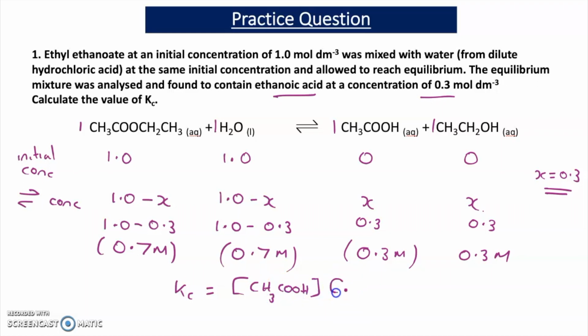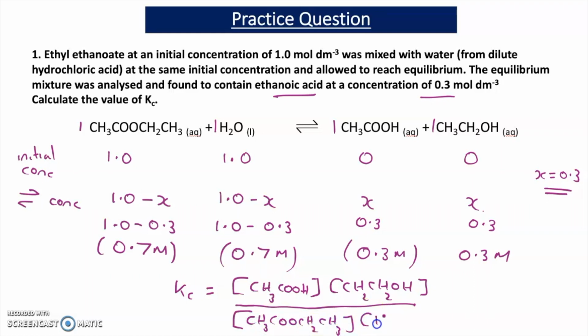So now I have the equilibrium concentrations of the ester, water, the carboxylic acid and the alcohol. I can write an expression for Kc. Kc is equal to the concentration of ethanoic acid times the concentration of ethanol divided by the concentration of ethyl ethanoate times the concentration of water. And I have all these concentrations now. So I can put these into the equation. So it will be 0.3 times 0.3 divided by 0.7 times 0.7. And this will give me a value for Kc.